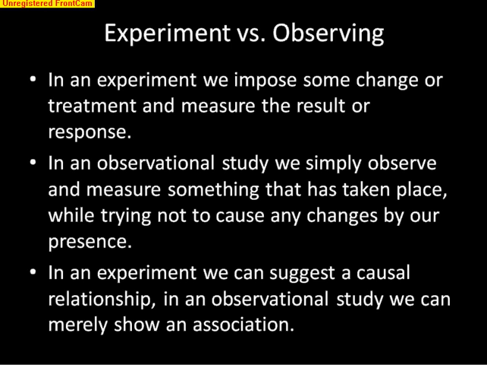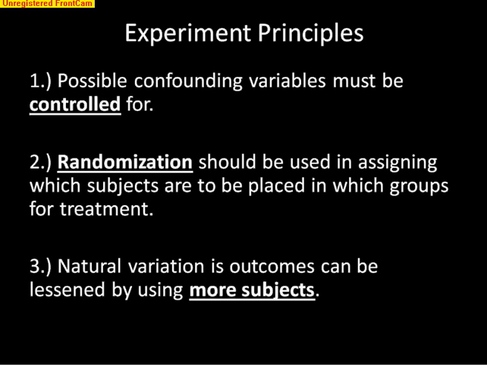So that's an experiment. In an observational study, like we said before, we just simply observe. So the biggest difference is that in an experiment, we can suggest a cause and effect relationship. We call that a causal relationship. That's the main difference between an experiment and an observational study: we can actually say in an experiment X causes Y.